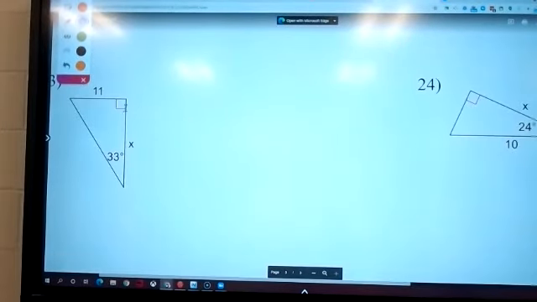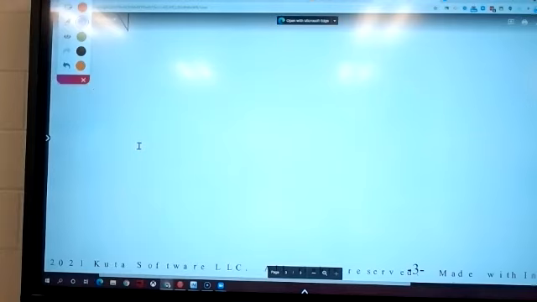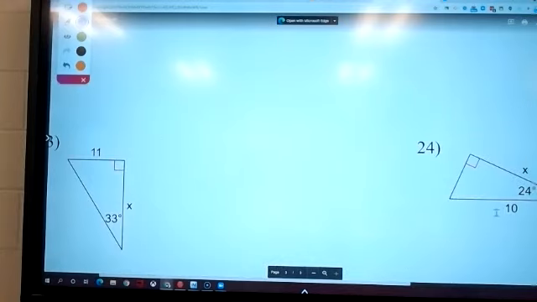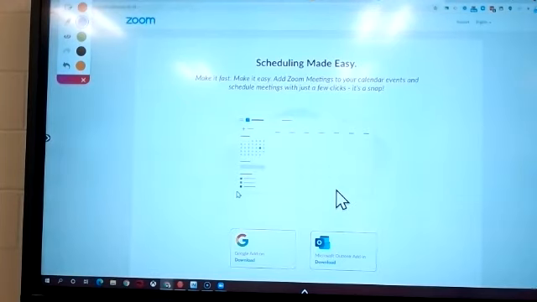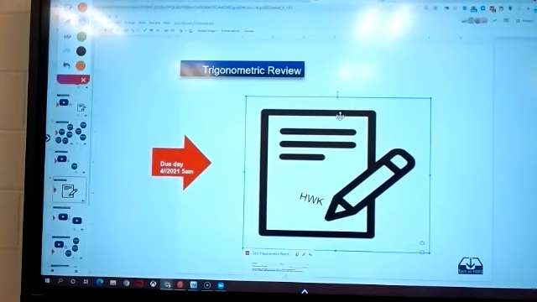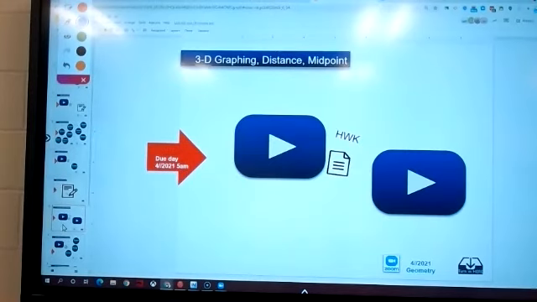What would you use here, by the way? Opposite, adjacent. There you go. That's it. 11 over 8. Did we go through a bunch of problems all real quick? Yeah, but we did it. We can do it.